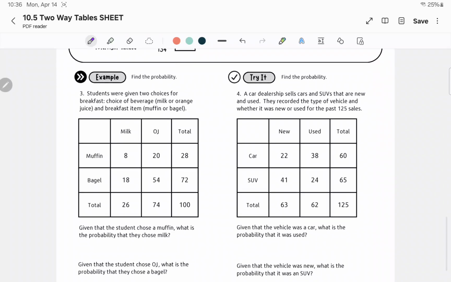Let's look at number 3. Students were given 2 choices for breakfast, the choice of beverage and the item. This one is already all filled out for us.